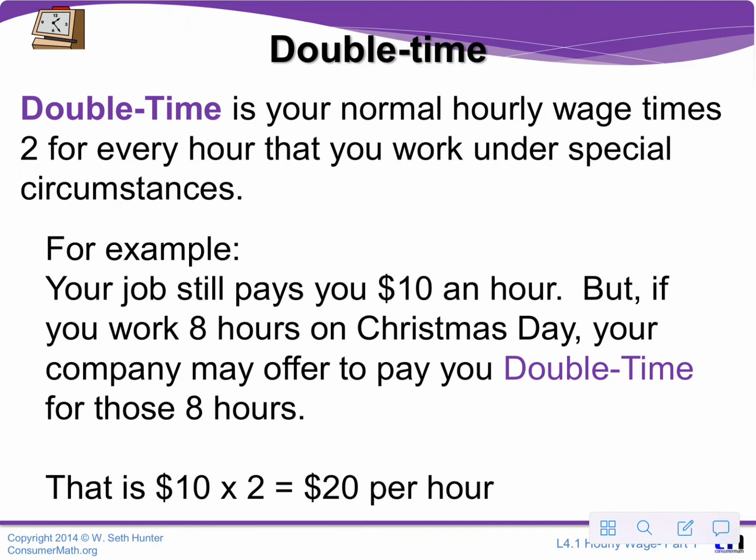Double time is your normal hourly wage times 2 for every hour that you work under special circumstances. For example, your job pays you $10 an hour, but if you work 8 hours on Christmas Day, your company may offer to pay you double time for those 8 hours. That is 10 times 2, which is $20 an hour. Most companies pay extra if you work on holidays.